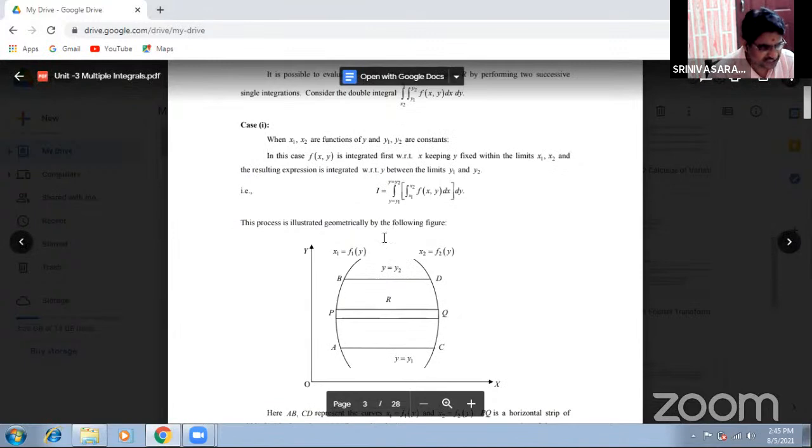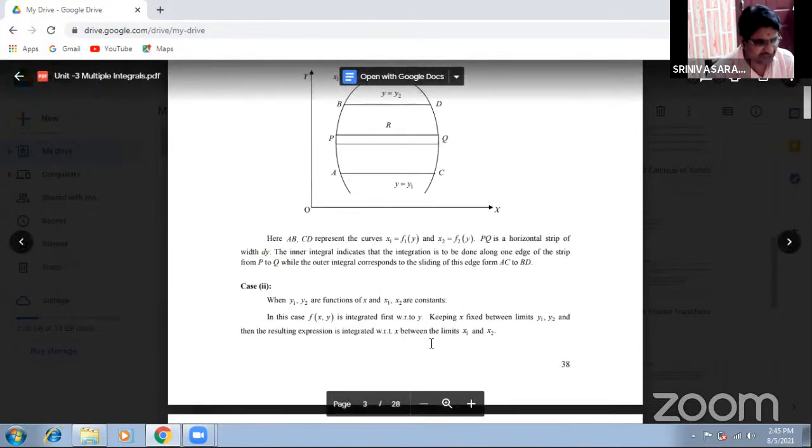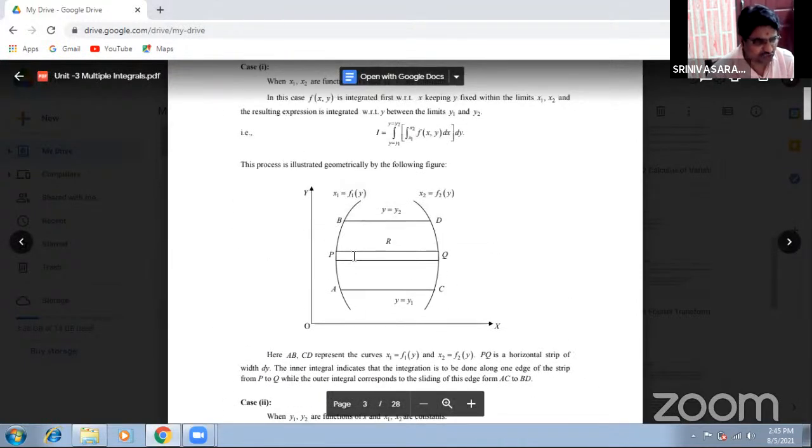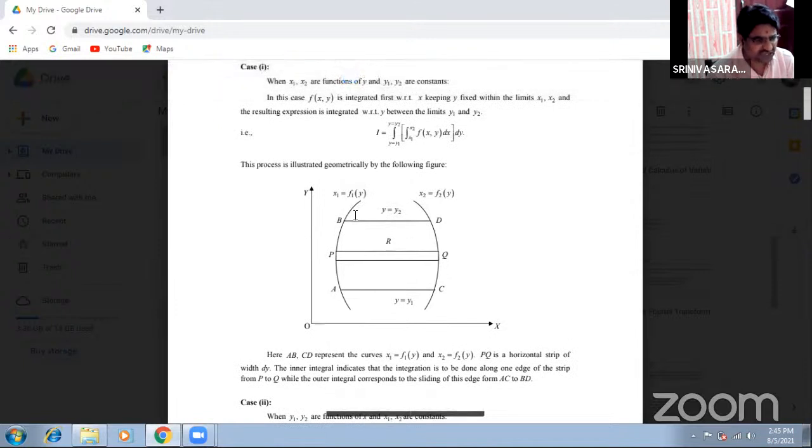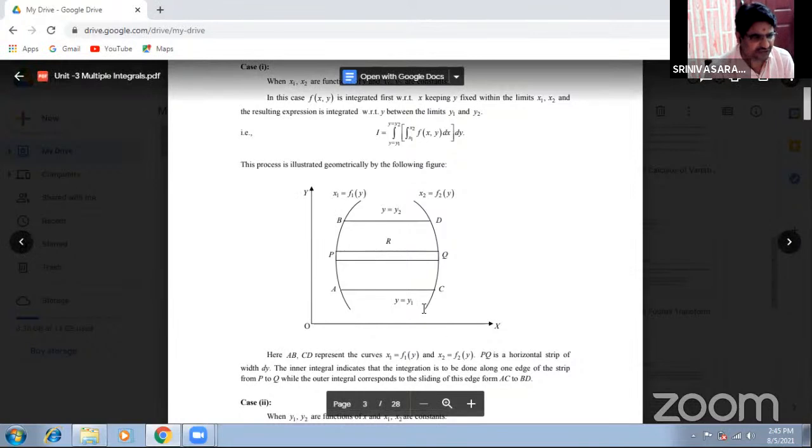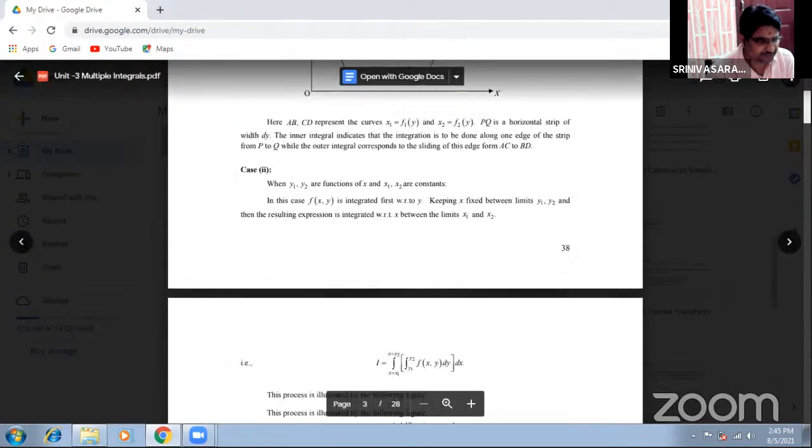This process also has a geometrical interpretation. These two limits depend upon the vertical path, y1 and y2, because they are constants here. Now ABCD represents the region: AB is one curve and CD is the other, where the curve x1 equals f1 of y is AB and x2 equals f2 of y is CD.